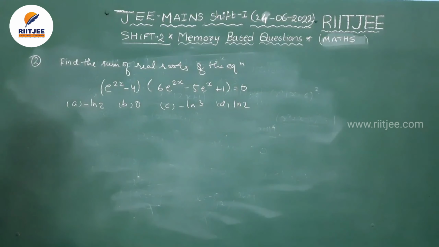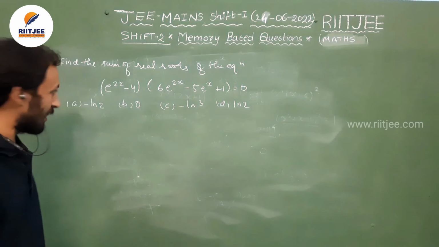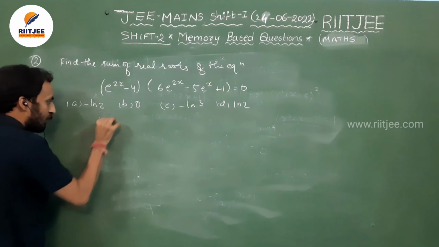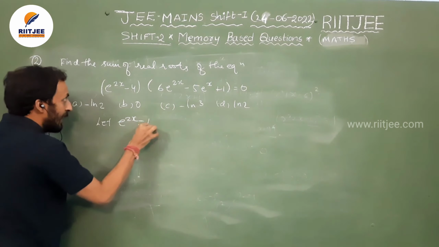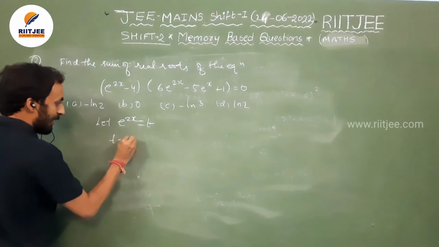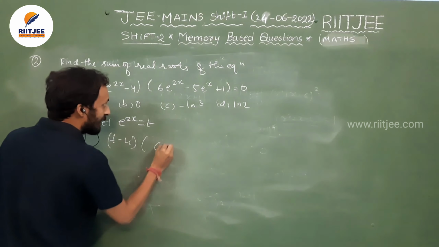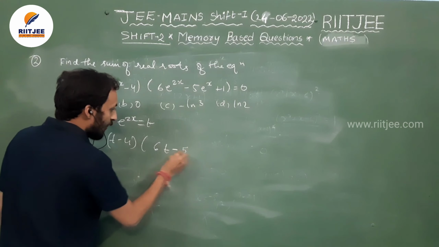So let us see, this is a simple quadratic equation question. So what I will get, let e to the power 2x equal to t. If I will put this as t, it will become t minus 4 and it will become 6t minus 5.